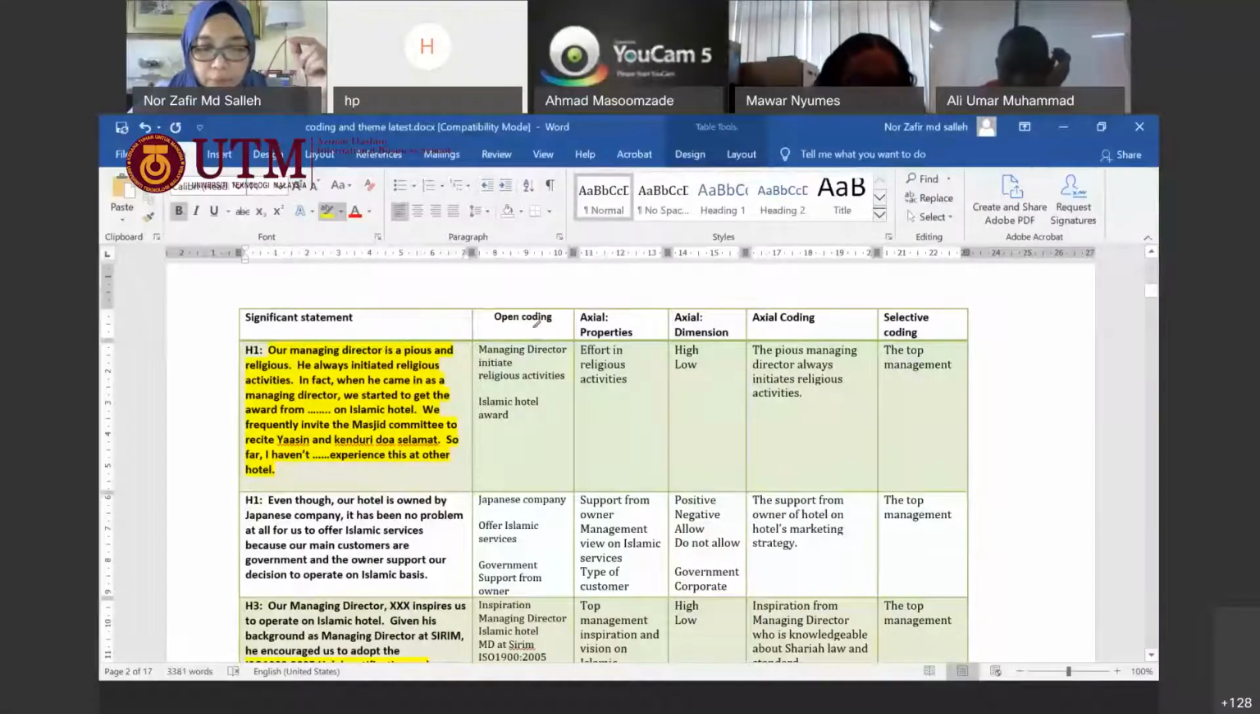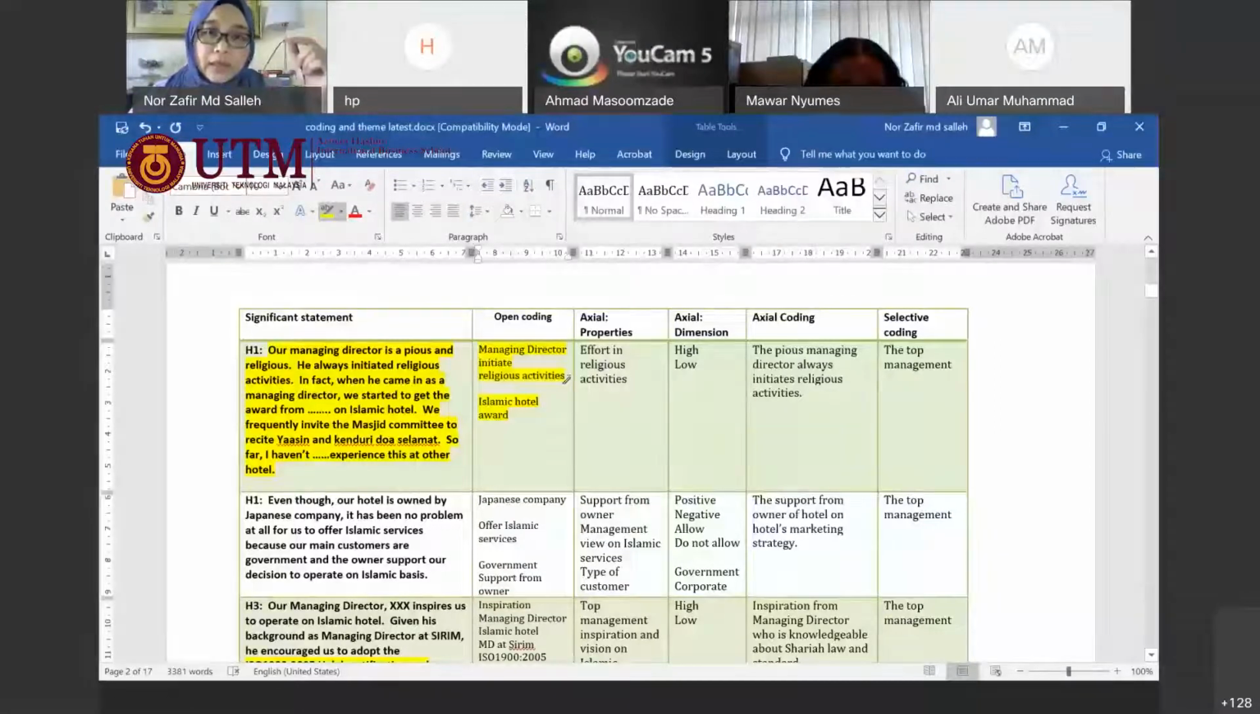Okay, and my open codes are: managing director 1, initiate religious activities 1, and Islamic hotel award 1. I'm doing research on Islamic hotel implementation, how hotels implement Islamic Sharia in the Islamic services that they offer at their hotel. So these are my three open codes for this significant statement, if you can see.